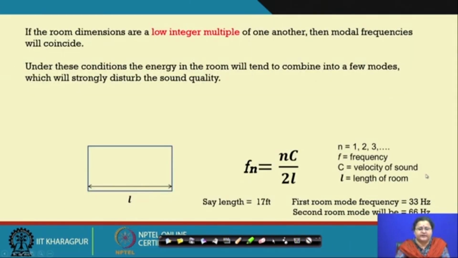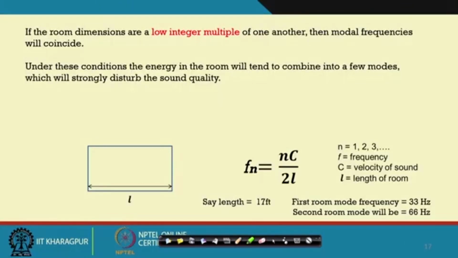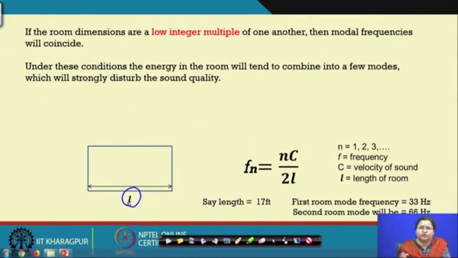So, let us see, if the room dimensions are low integer multiples of one another, then modal frequencies will coincide. You can see if this is length L, if this was also L and the height was also L, what would have happened? All the sound pressure would have been confined for the particular frequency which is actually coming out from this dimension L, that would remain inside the room, and that would have created an annoyance, and that is bass.